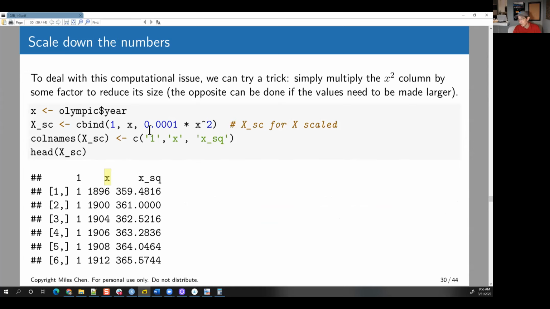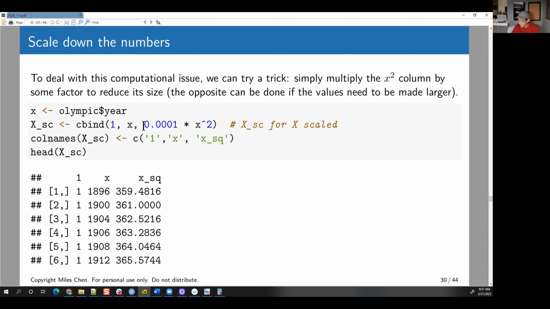Another option is we can just say, well, you know what? Let's take this last column, X squared, and rather than having really big numbers, let's multiply everything by 0.0001, okay? I'm just rolling the decimal place 4 places to the left, okay? And so now I have 359.48 and 361.00 and stuff like that. I don't have to worry about us running into a huge number, right? So this is just one possible solution. There's all kinds of ways to deal with this issue when you have numbers that end up being too big.